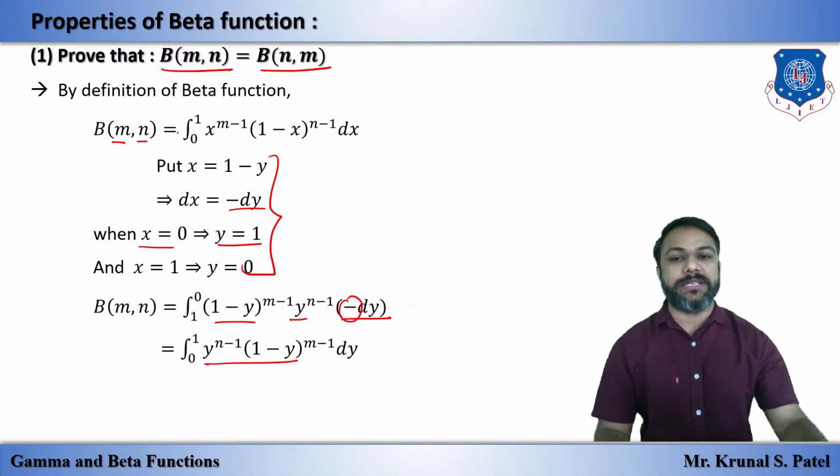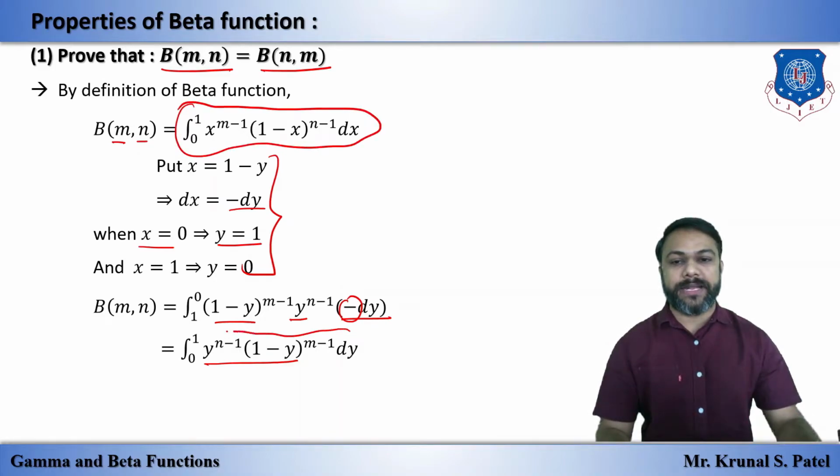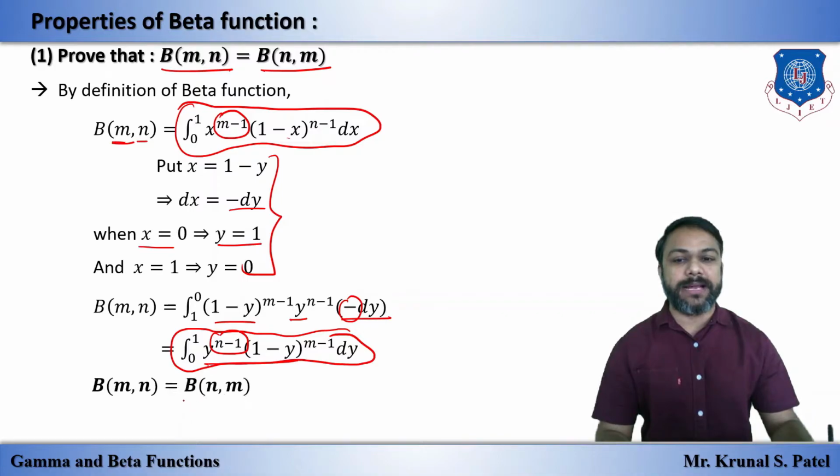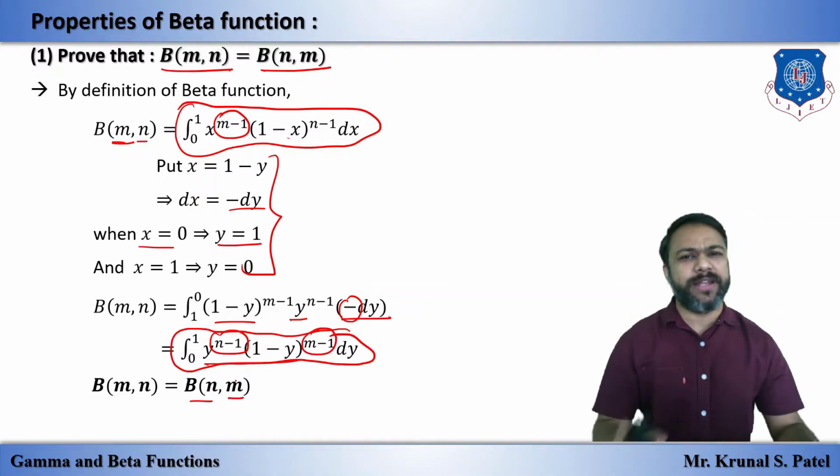You can see this is the definition and this is our obtained integration. Both are the same, but only the variable is different. Here x raised to m minus 1, so here y raised to n minus 1, so first will be n. So we have beta n, and this is m minus 1, so m. So beta mn is equal to beta nm, commutative.